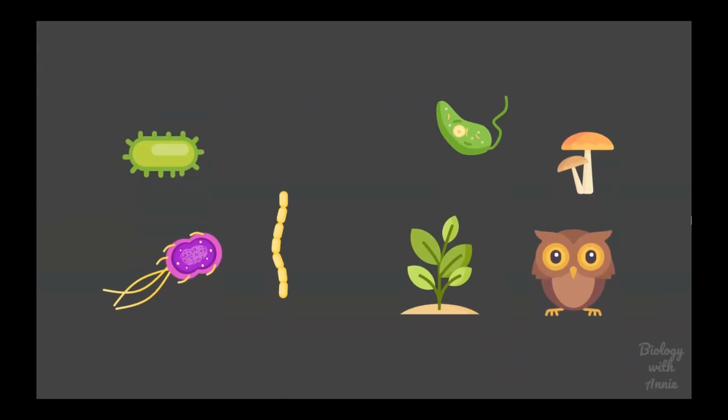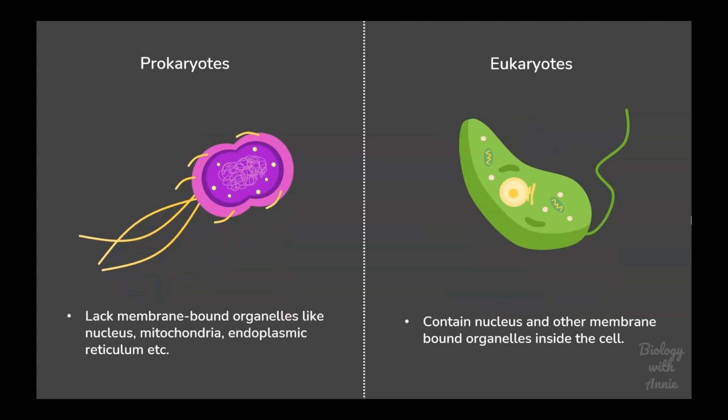Living organisms can be classified into two groups, prokaryotes and eukaryotes. The major difference between the two groups is that prokaryotes lack membrane-bound organelles like the nucleus, mitochondria, endoplasmic reticulum, etc. Whereas eukaryotes are organisms that contain a nucleus and other membrane-bound organelles inside the cell.